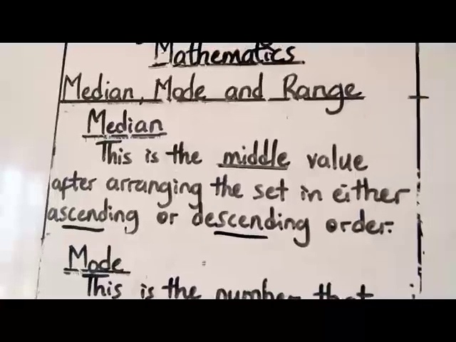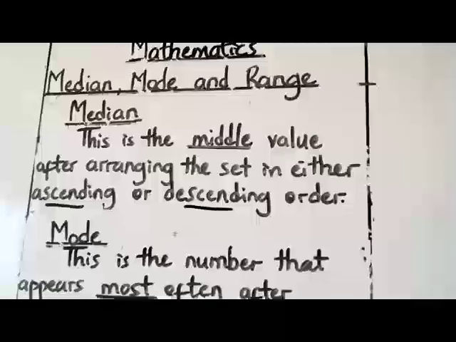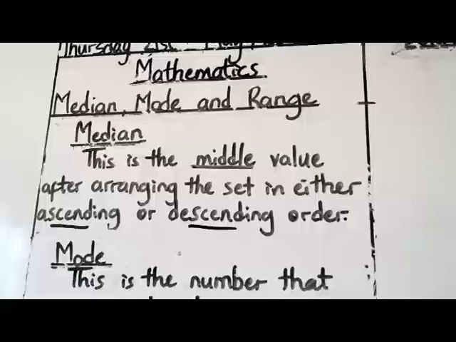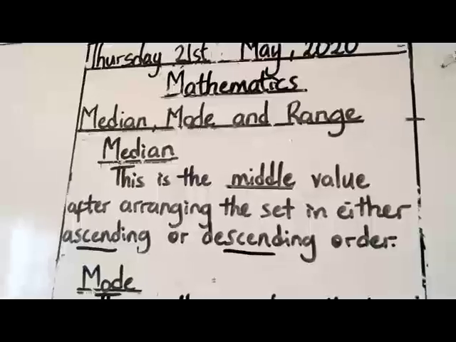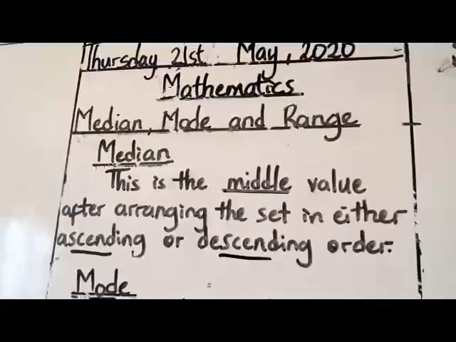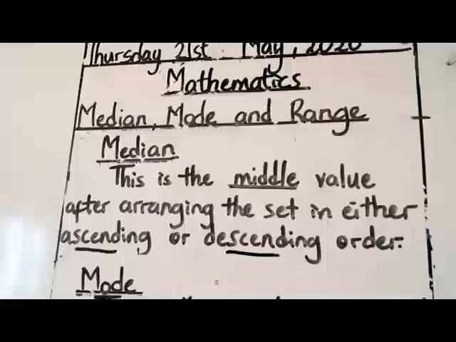This simply means that to find the median of a set, arrange the numbers first. I will prefer ascending order. That is, from the smallest value to the largest value. Then count. By the time you count, you identify what the middle value is. And that is your median.